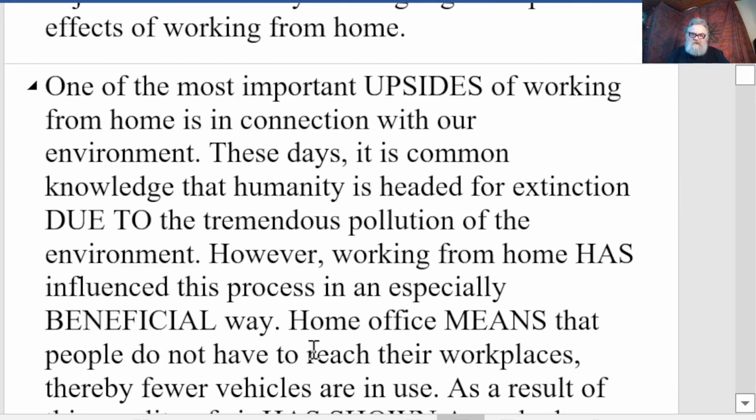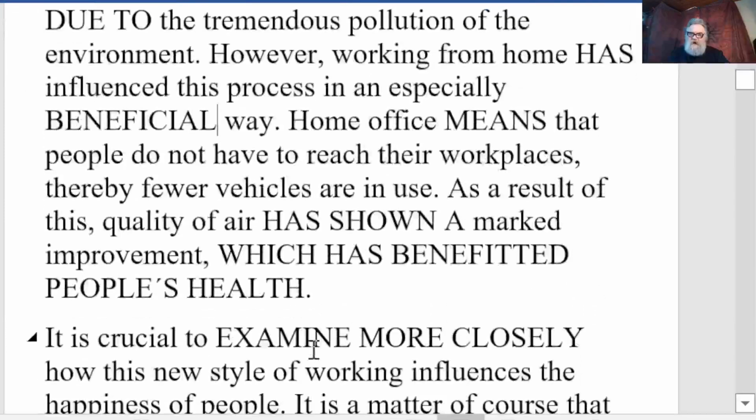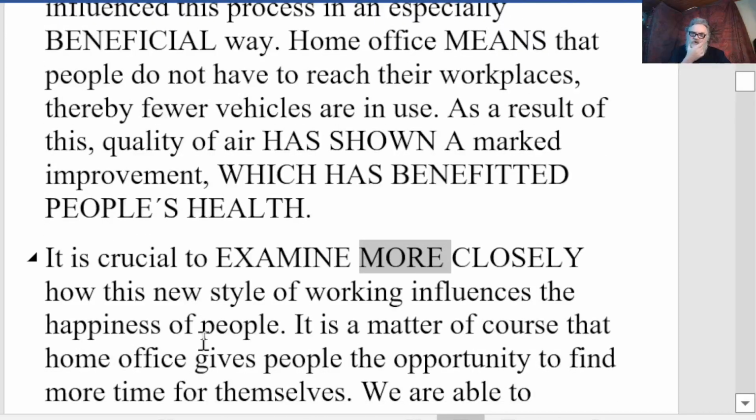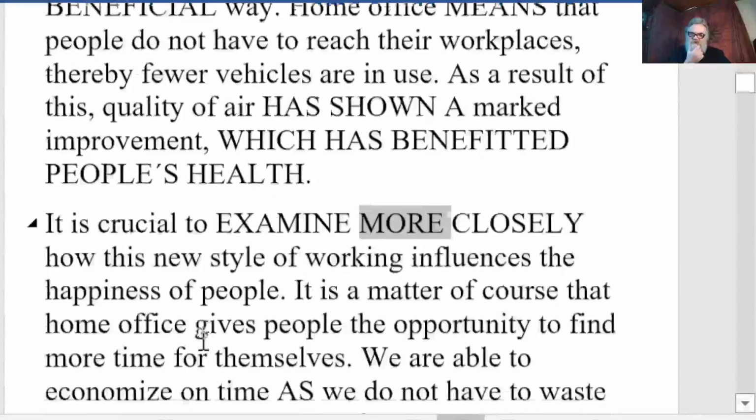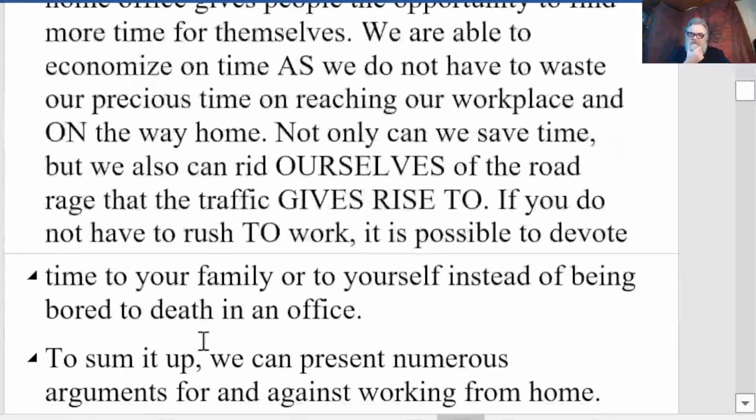Okay, I like the fact you've got an inversion. So I would have really liked you to have got in. It's crucial that we should more closely examine how this new style of working influences the happiness of people. There's nothing wrong with what you've written, but you could have included that as well. You've answered the question very nicely. There are very few mistakes.